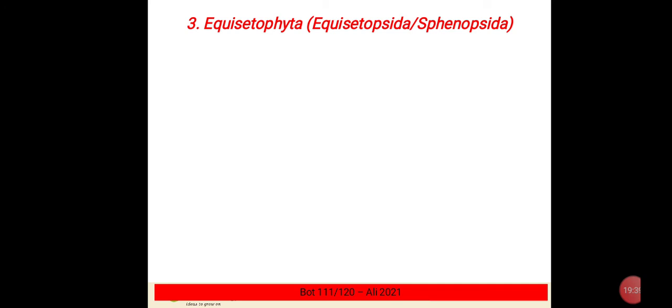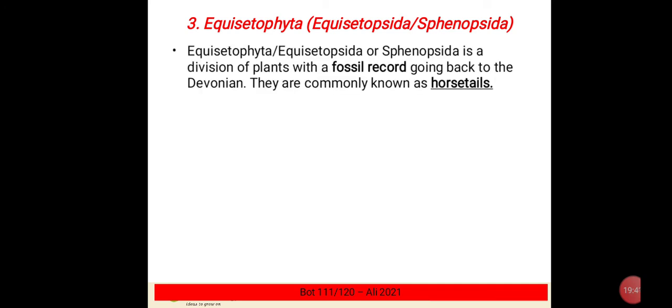Now we have the third subdivision of Pteridophyta, and that is the Equisetophyta. The other names of Equisetophyta are Equisetopsida or Sphenopsida. Those names have no great importance. You can just get one name, that is Equisetophyta or Equisetopsida.